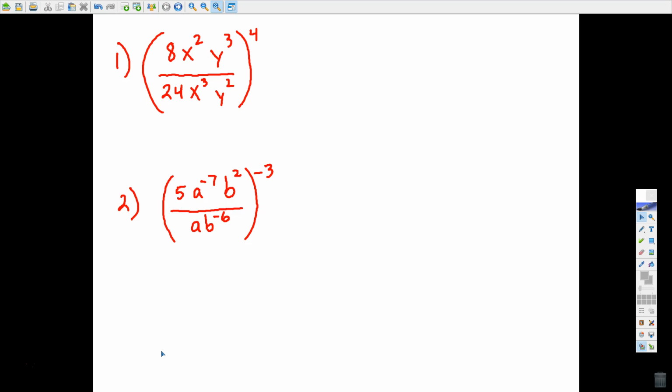So number one, we are to simplify, and we're going to need to use our exponent properties in order to accomplish that. The way I like to approach this is try to simplify within the parentheses as much as possible. For example, this fraction 8 over 24 would simplify to 1/3. And where I have x's, same bases here that are being divided, I use the property that says when you're dividing the same base, you subtract the exponent. So x to the 2 minus 3 power would be x to the negative 1.